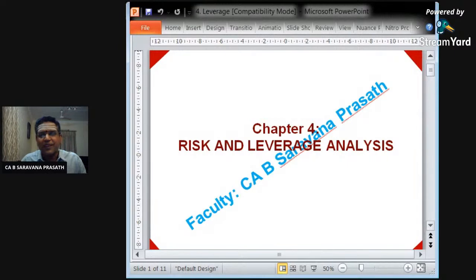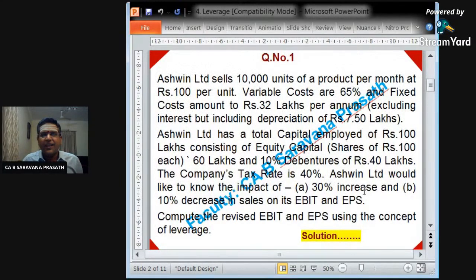So let's learn more about leverage and how the computations are made, what are all the calculations we have to remember in this regard. We will open with a question to understand the concept of leverage. The question is before you on the screen. Let me read it. Ashwin Limited sells 10,000 units of a product per month at a rate of 100 rupees per unit. 10,000 units per month into 100 rupees, so monthly sales is 10 lakh, and annual sales for 12 months is 120 lakhs. This is the starting point we are aiming at.